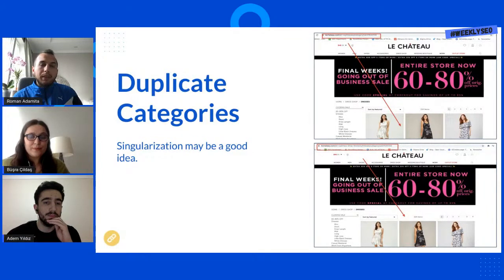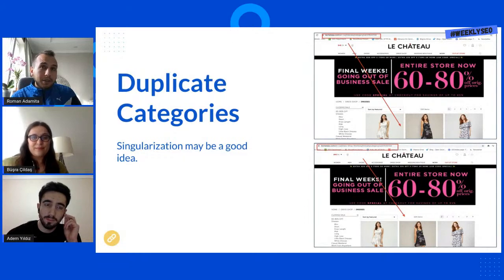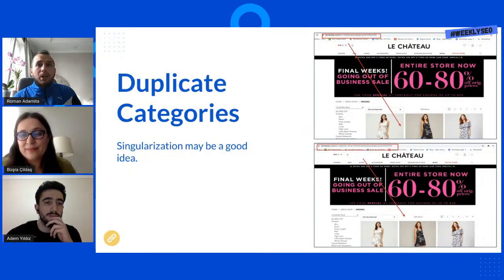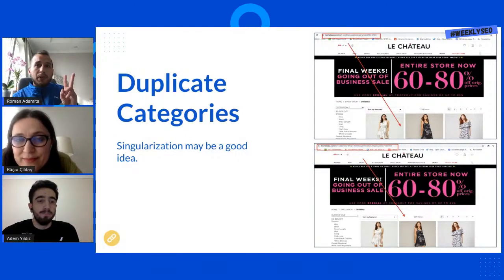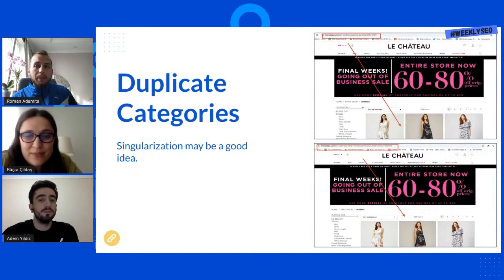Definitely. And I guess in this Leccetu website, it's more about infrastructure, because as I see right here, they have two different URLs, but the same category and the same count of products. And these are serving as two different categories. One is under the woman section, one is under the new arrival section.